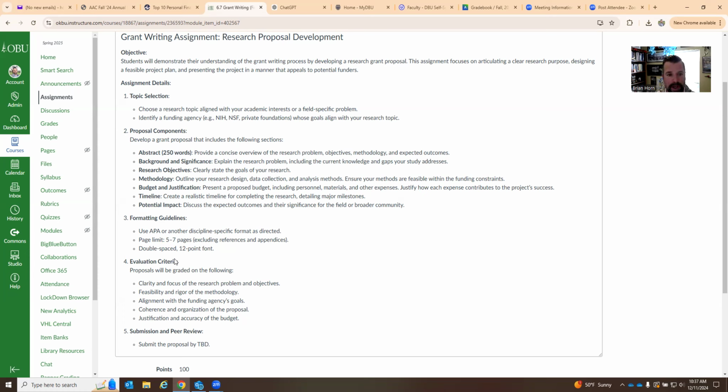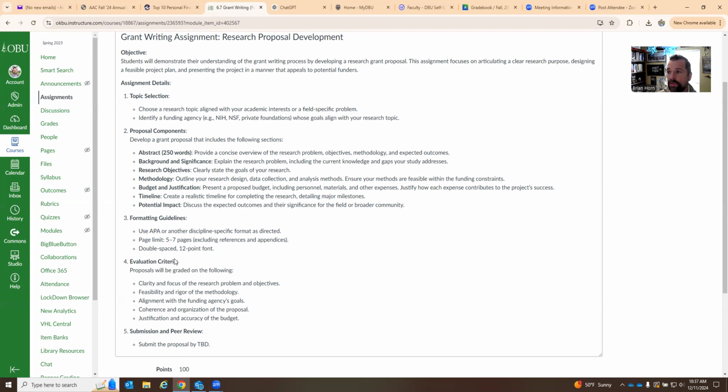So the research design, which is the next bullet about the methodology. What type of research design did you implement? The budget and justification. This is going to be a speculated budget. So this is going to be basically justification of why you think this grant is important and how the monies will be utilized and spent accordingly.